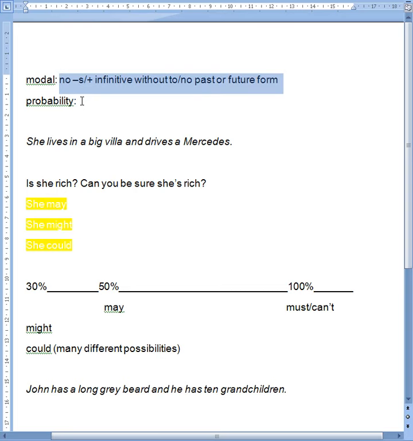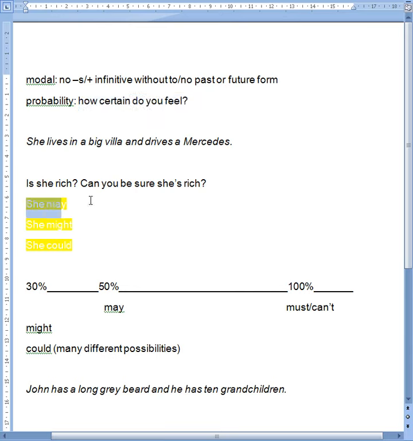Today we're talking specifically about probability modals. Now, what does probability mean? It expresses how certain you feel about something. Let's illustrate this with an example. She lives in a big villa and drives a Mercedes. Is she rich? Perhaps you will say yes, but can you be sure she's rich?